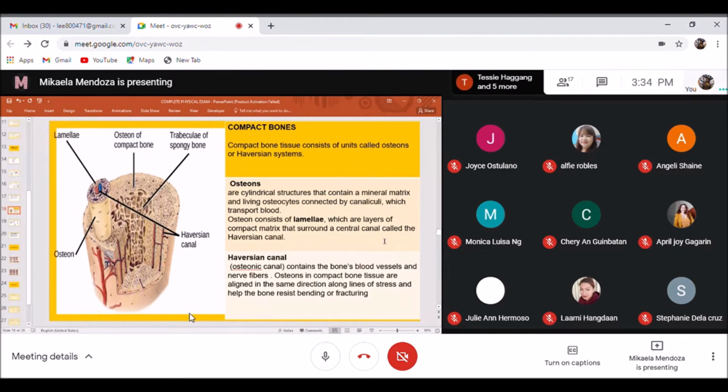This is the illustration of compact bone. The compact bone consists of units called osteons or Haversian systems. The Haversian canal contains the bone's blood vessels and nerve fibers. Osteons in the compact bone tissue are aligned in the same direction along lines of stress and help the bone resist bending or fracturing.